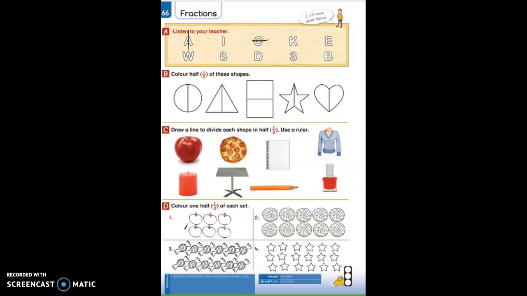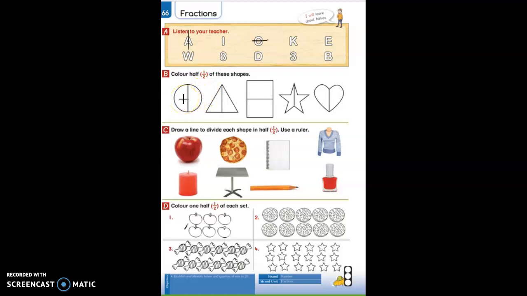Section B. Color half of these shapes. So we have 5 shapes here, and we are asked to color half of each shape. If you look at half, the number on the bottom, which is 2, is the amount of sections which the shape is divided into. So halves are always divided into 2 equal parts. The top number is the amount which they want us to shade in, and they want us to color 1 half.